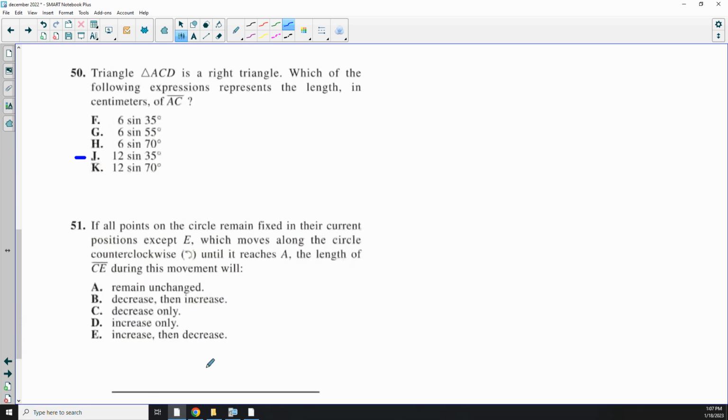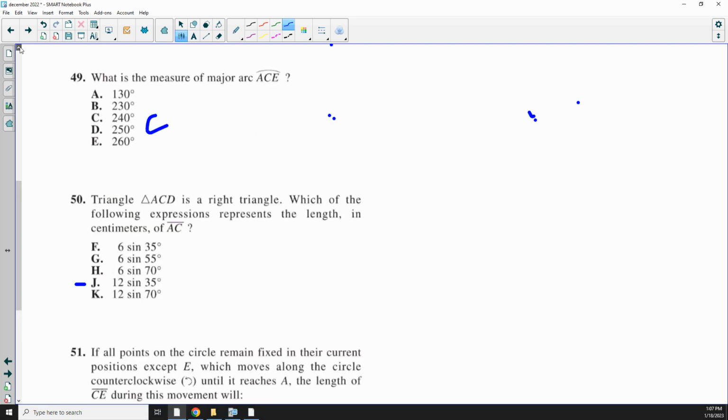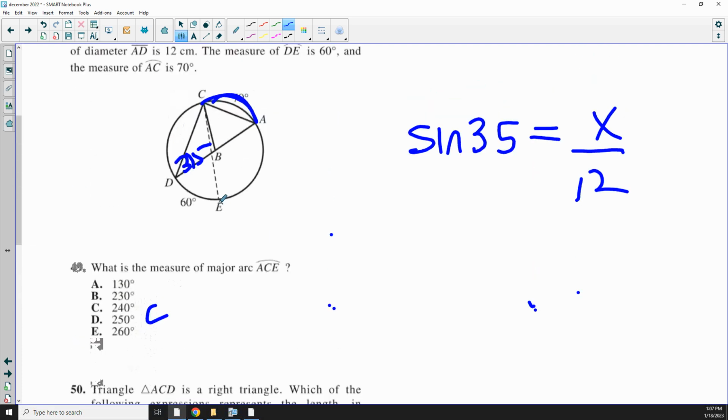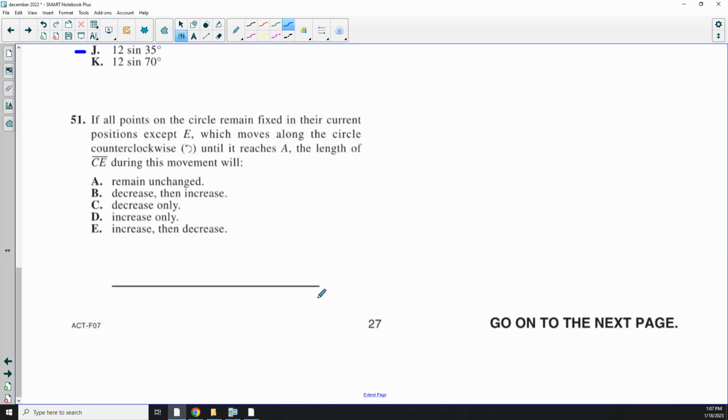This one was cute. I'm going to rotate E counterclockwise. So what happens to CE? Well, it's going to get larger till I get to the diameter, and then it's going to start decreasing till I get to here. The segment keeps getting shorter and shorter. So it increases a little bit, then decreases, choice E.